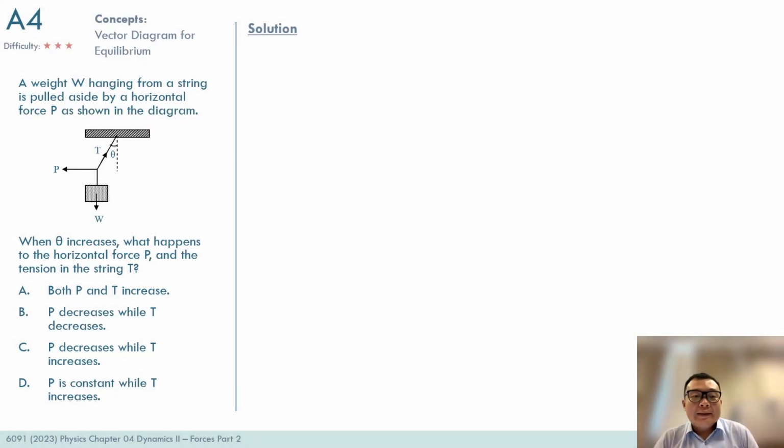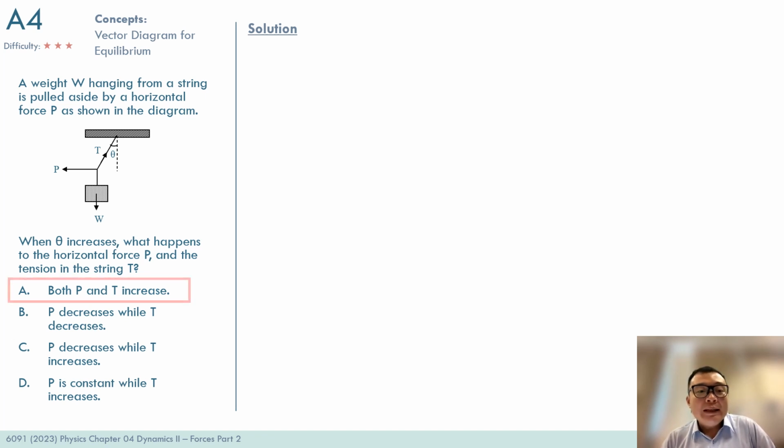This question is on vector addition for an object at equilibrium. It is a pretty tough question, but you will realize that if you quickly sketch out the vector diagram, it will be very easy to see and convince yourself of the answer. So the answer to this is A.